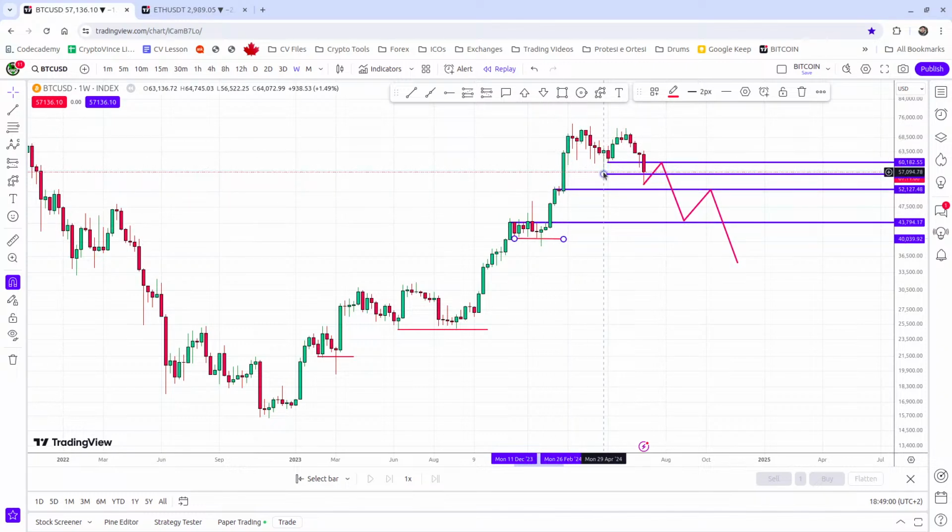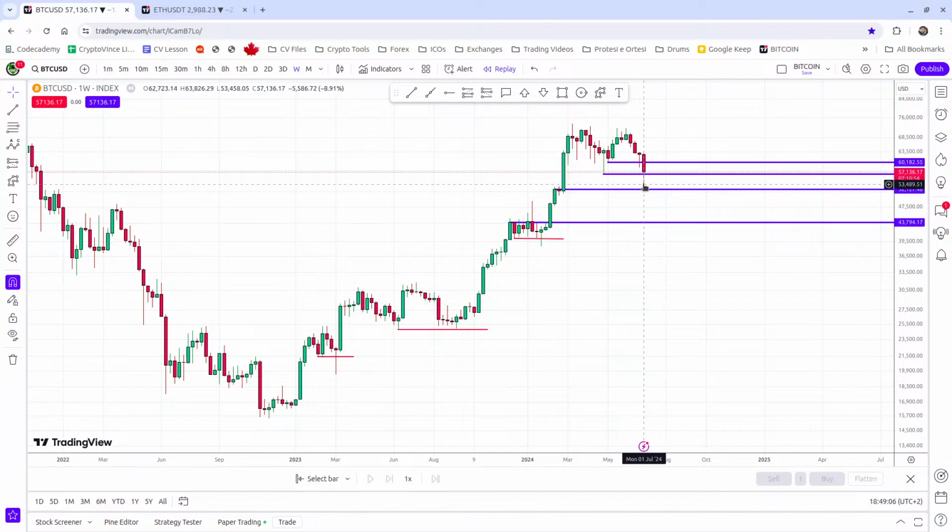Here it's actually doing the same. So this was a low, price dropped down, but bulls are trying to keep the price above this swing, and that could be okay for the bulls, and price might go up here, retest, and keep going.